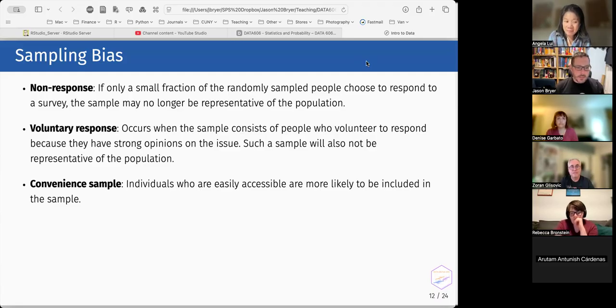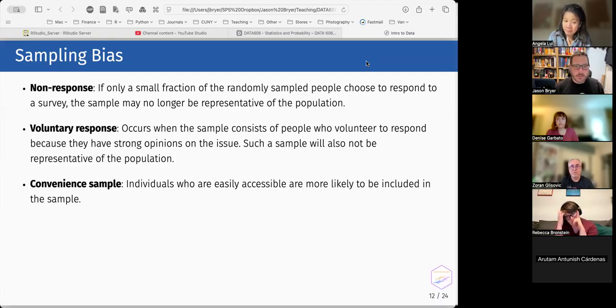Voluntary response is another one, where you just put a poll up. It's like, who sees your link? That's going to define your population. The population is anybody who could have seen a link, who had an opportunity. But then the second question is, why do some people respond and others don't? I think this is a huge problem, like with Amazon reviews. People tend to write reviews if they're really mad or extremely happy, and maybe more likely if they're really mad.